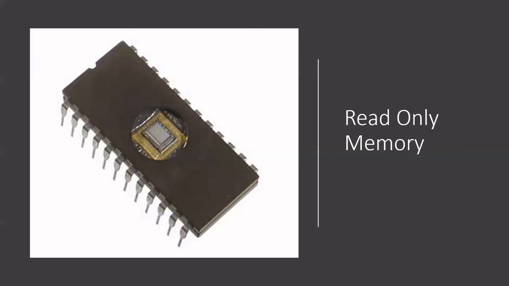There are multiple types of ROMs available. One is masked ROM, MROM. The next one is programmable ROM. The third one is erasable and programmable read-only memory. The final one is electrically erasable and programmable read-only memory. So those are the four different types of ROMs that we have.